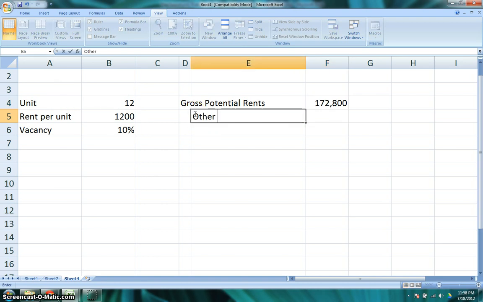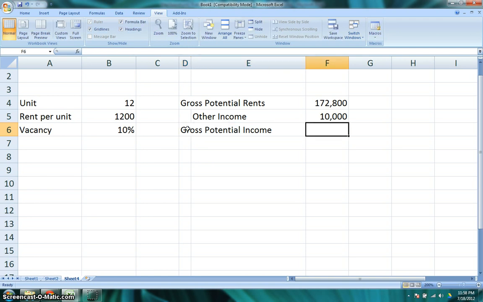We'll include other income, which will be income that is affected by vacancy. So that could be income like laundry, because if there's fewer people in your property, then you'll get less laundry revenues. So let's say that potentially the other income would be $10,000. So then we're going to get to a gross potential income number, which is the summation of those two.